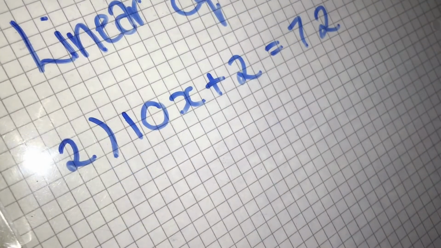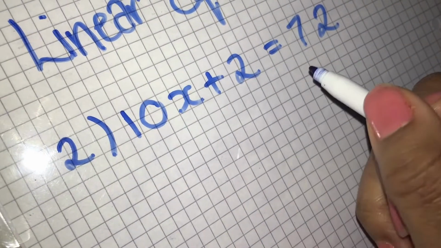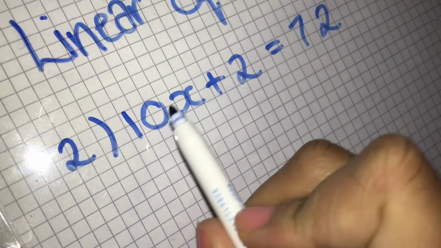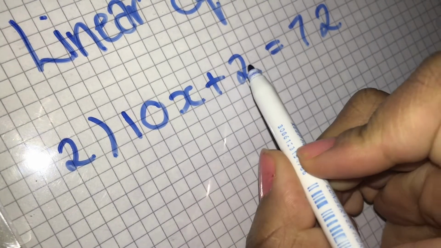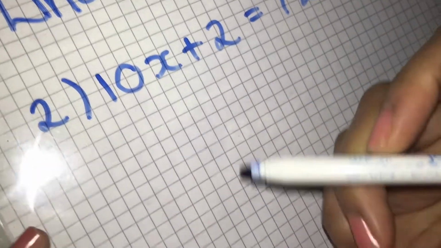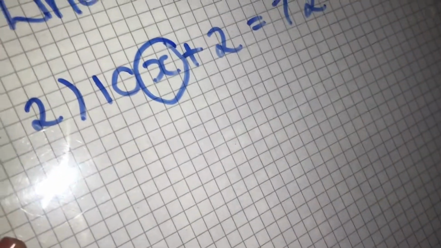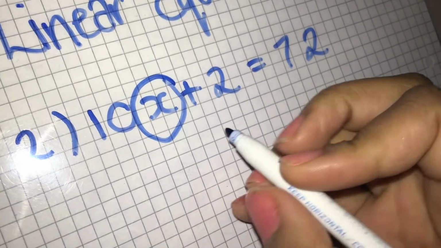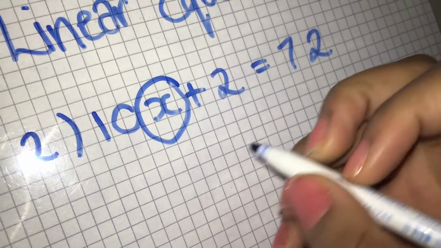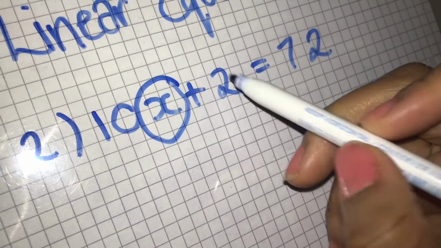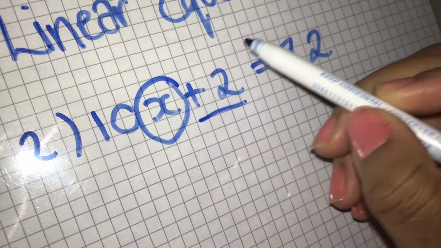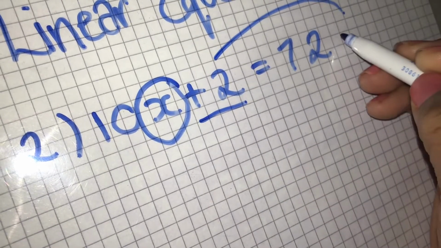Okay, so this is our next one. 10x plus 2 equals 72. So 10 times something plus 2 equals 72. So as I said before, we want to get this on its own because that's what we need to work out. So we're going to rewrite the equation. So we're going to move this plus 2 over here. It's going to become a minus.